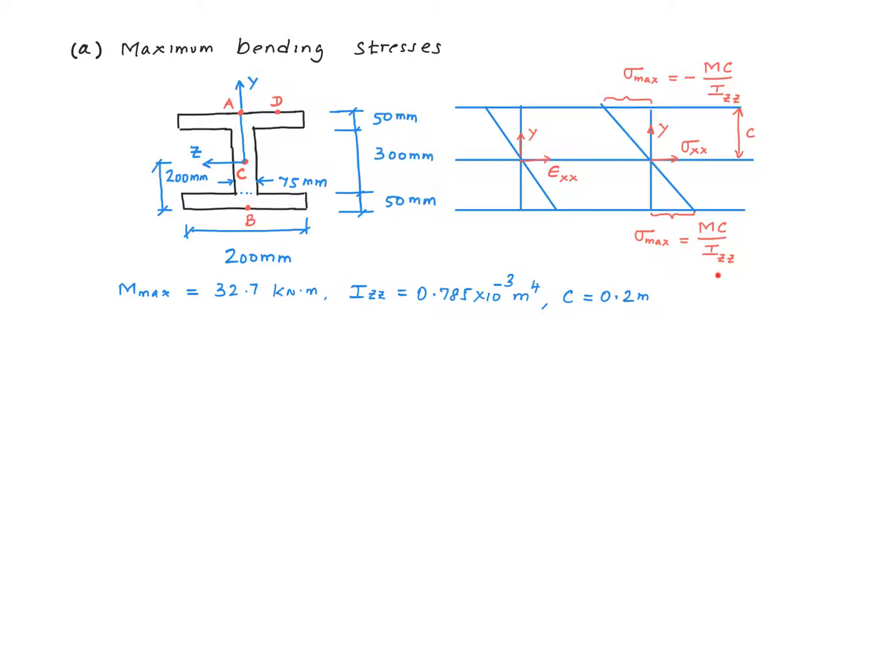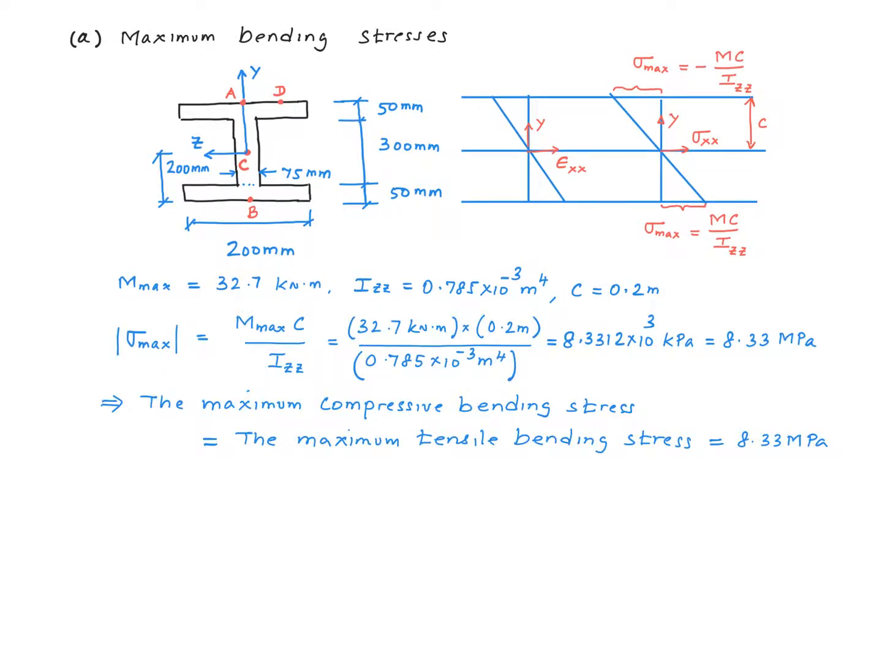And we're going to use this flexure formula for that. We already have values for each of the three parameters that appear in the flexure formula. So let's go ahead and substitute the numbers for these parameters and calculate the magnitude of the stress first. Here are the details of the calculations, and I'll let you follow. So our conclusion is that the maximum compressive bending stress is equal to the maximum tensile bending stress in magnitude, and the magnitude is 8.33 megapascal.